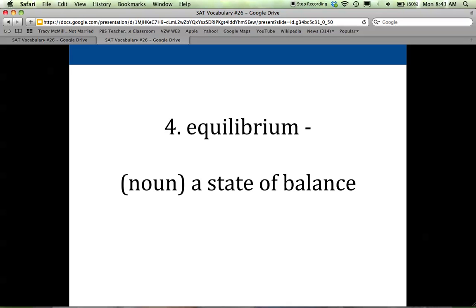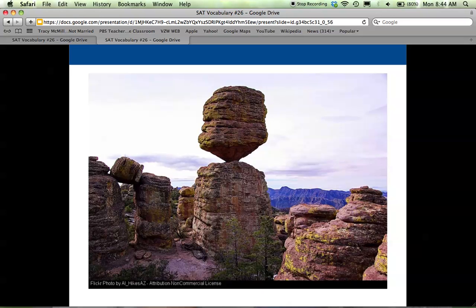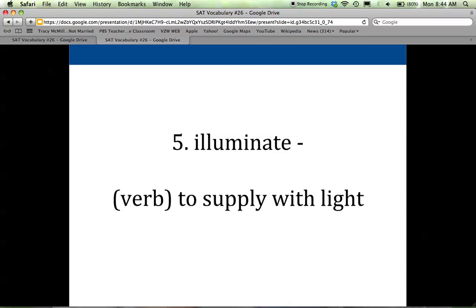Equilibrium, and this is a noun, it is the state of balance. And so when I think of equilibrium, one way to remember that it's the state of balance is to think of the word equal. Okay, so if you have balance that is due to kind of equal action on both sides of something, then you have equilibrium. And so look at this crazy rock. Somehow this rock is perfectly balanced so that it's able to stay on its point and not fall over. It's perfect equilibrium.